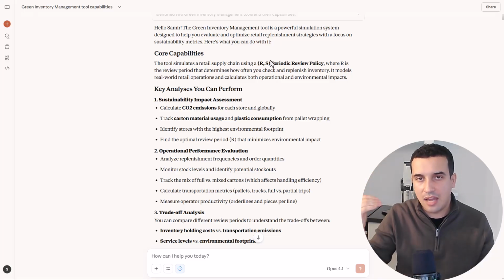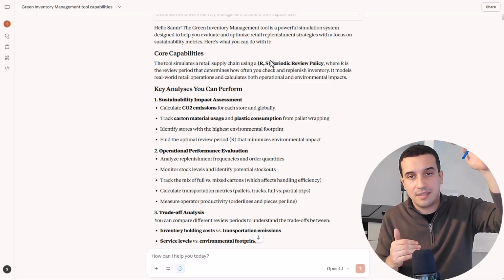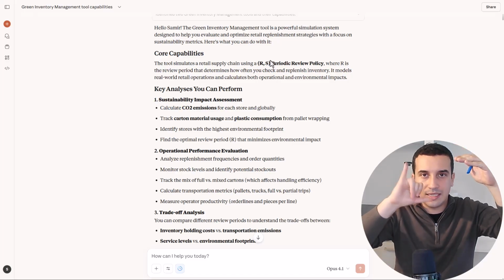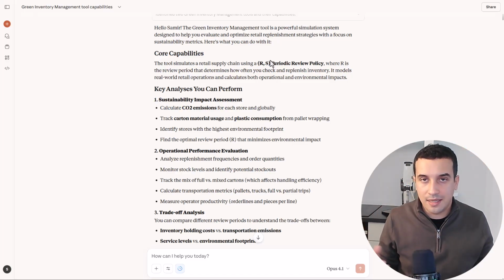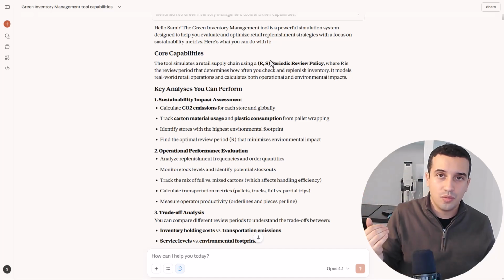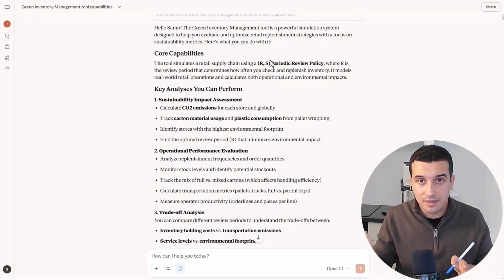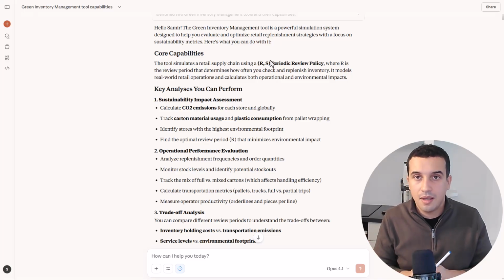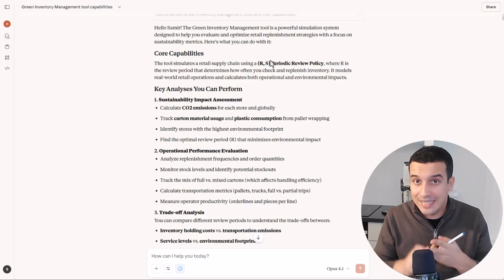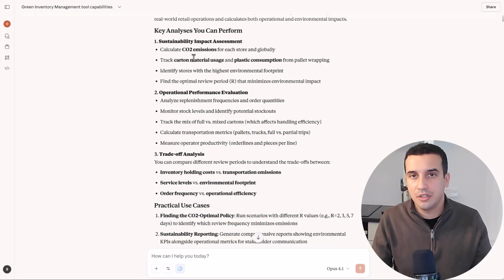The idea is that every R days, you are checking the delta between your inventory in hand and this target, and you are ordering this delta. This S level is calculated to compensate the demand between two orders, so R days. For instance, if we are talking about 7 days, plus the demand variability and the lead time. So here, Claude is explaining what you can achieve with the tool.